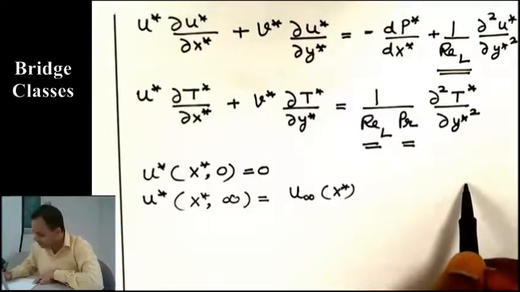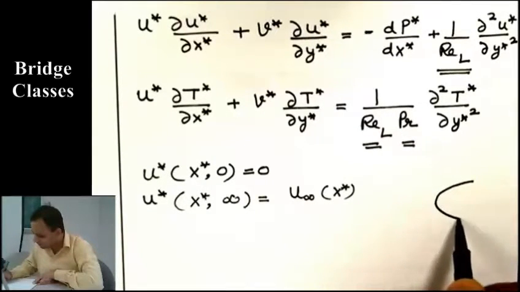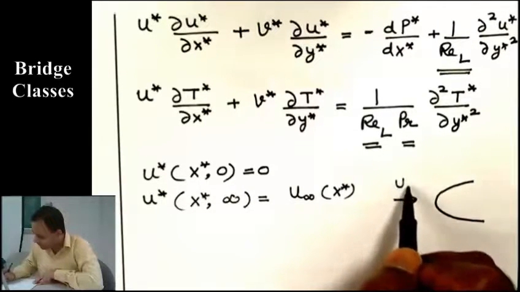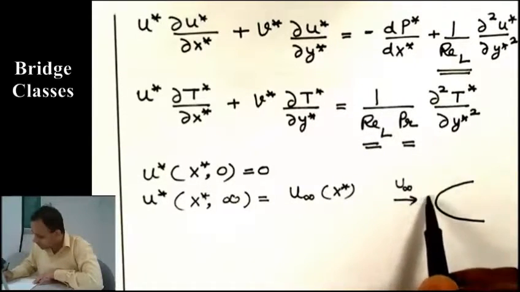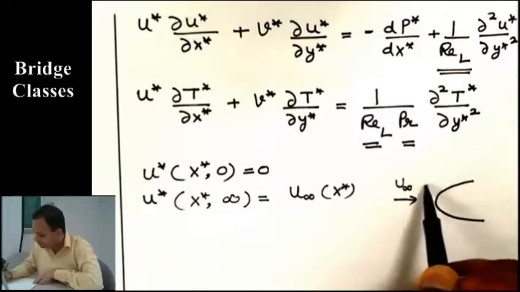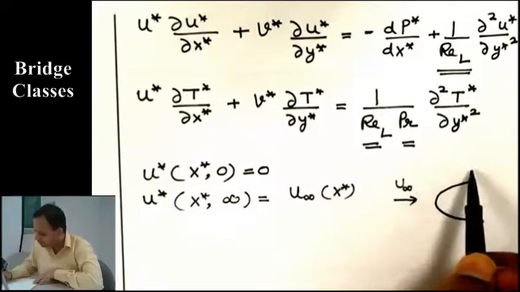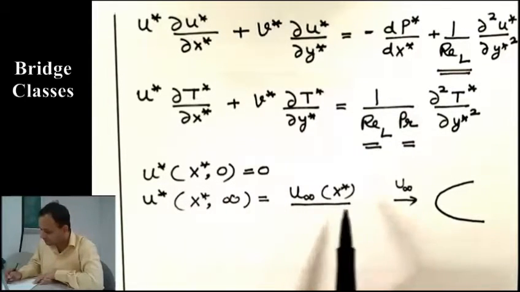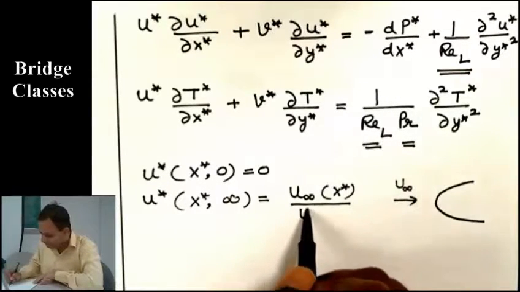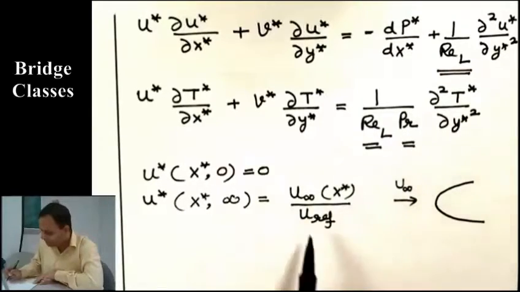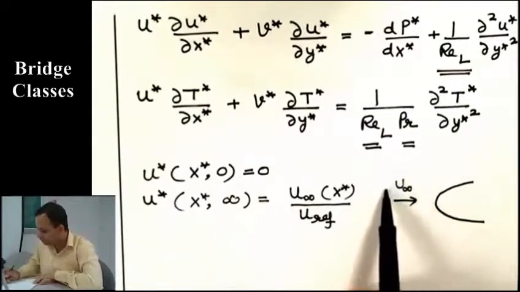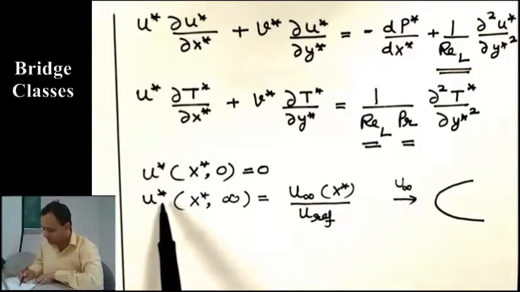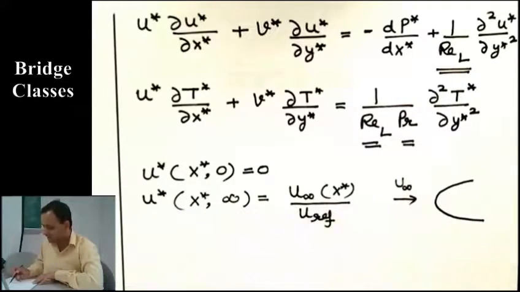For example, say you have an object like this. So flow velocity here says u infinity. Now, as it flows over it, u infinity is going to change. The velocity outside the boundary layer will be a function of x. So I'm writing this as u infinity of x star over the reference velocity. This reference velocity we can take as u infinity upstream, so in this region. That is the velocity when y is infinity.